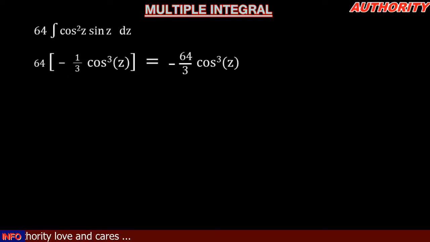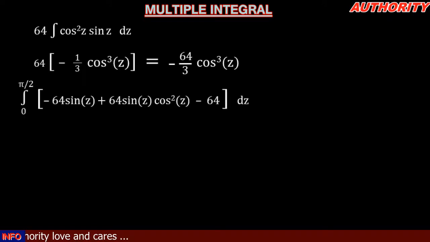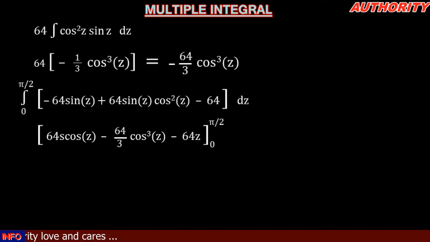In the last part of the integral that we want to evaluate, where we have the integral from 0 to pi all over 2 of minus 64 sine z plus 64 sine z cos square z minus 64 all in bracket dz. When we integrate minus 64 sine z, it's going to give us 64 cos z. And when we integrate 64 sine z cos square z, we just did, it's giving us minus 64 all over 3 cos cube z. When we integrate minus 64 with respect to z, it's giving us minus 64 z. And then we put in bracket over the limit, the lower limit 0 to the upper limit pi all over 2. All right, good. Here we're going to plug in the upper limit minus the lower limit.